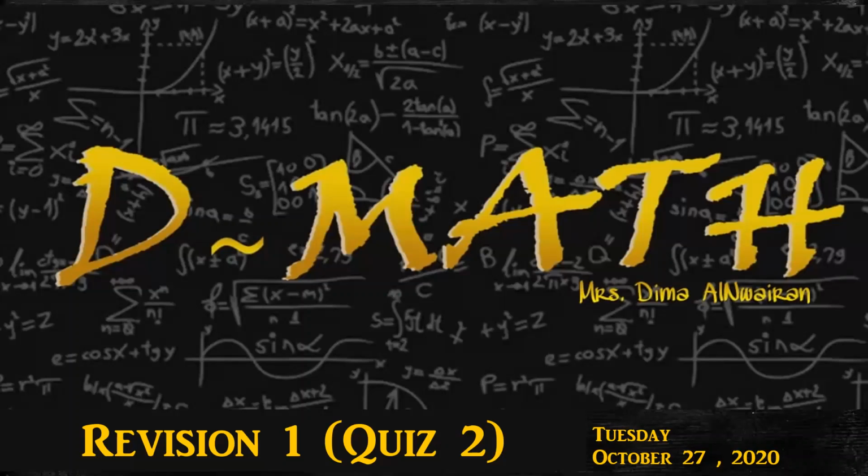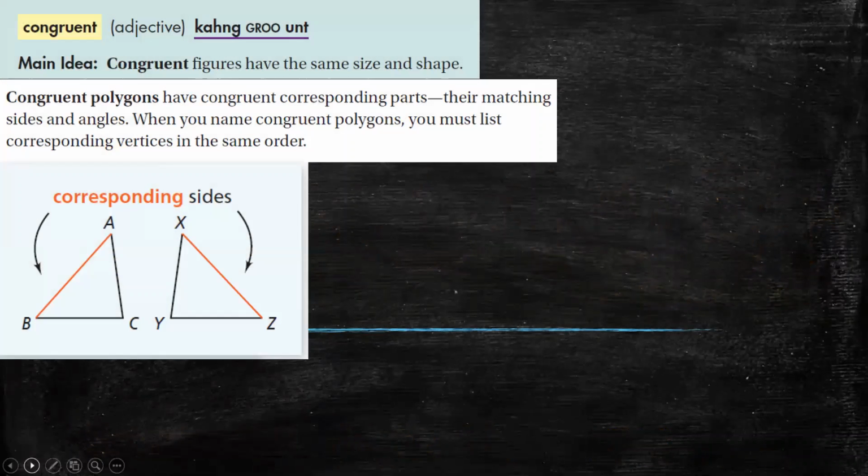Now I will revise with you the lessons that are included in our quiz. I will start with chapter 4 in geometry. I will make a revision for the first 4 lessons. Then I will make another revision for the second two lessons and the lessons in the algebra. Let's start now with chapter 4.